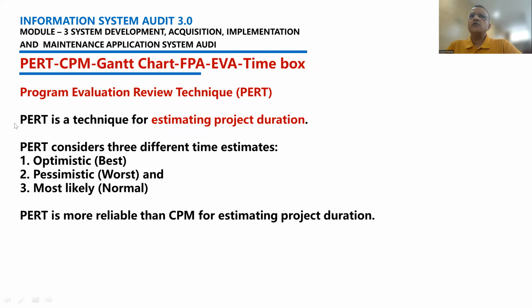In these, we'll first talk about the Program Evaluation Review Technique. PERT is a technique for estimating the project duration. A project's characteristic is that it has a definite start and a definite end. Projects are not repetitive in nature, and there is an irreversible commitment of resources in terms of money, men, and material for the completion of the project. Today we are specifically talking about the software development project.